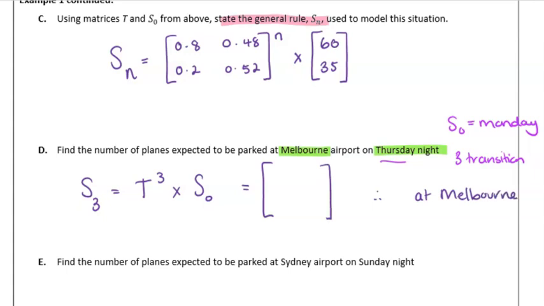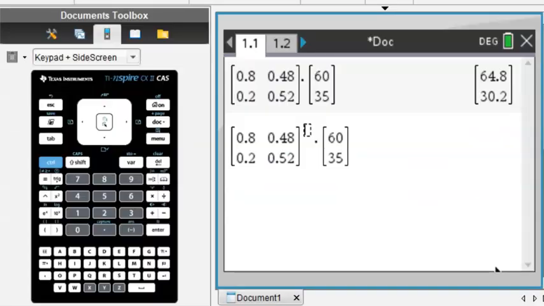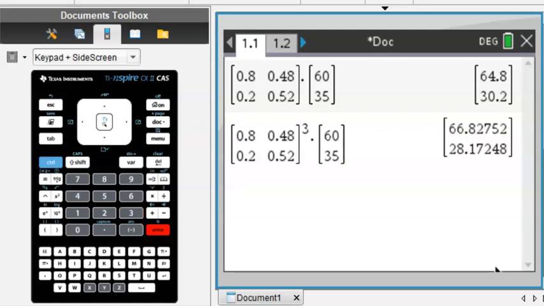Okay, so really important, I want you to be in the habit of writing your answer in a matrix form and then stating the answer to the question underneath that or beside that. Here in my calculator, I've got that transition matrix to the power of 3 times my initial. When I press enter, I get my answer there.